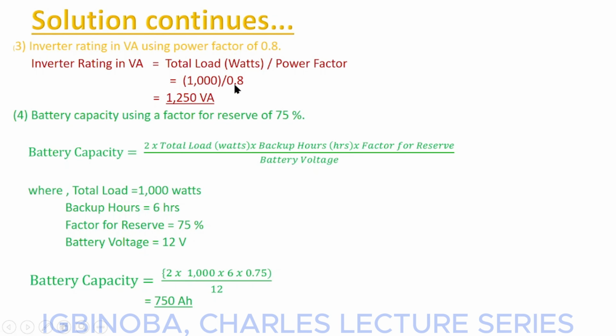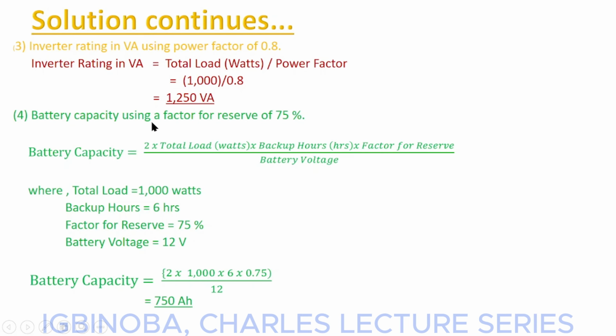So your power factor can be between 0.7 to 0.9. For this question, we are given 0.8. So we use that particular figure to divide your total load. And by the time we do that, our inverter rating in volt ampere is equal to 1250 volt ampere.